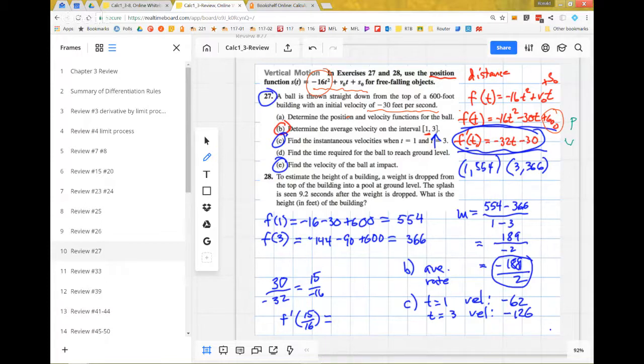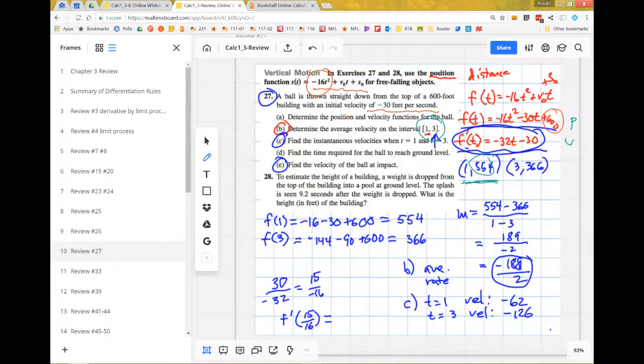It's basically just a slope. You need to get two ordered pairs. Here's the interval we're supposed to do it over, 1 to 3. So what is the height of the ball at 1? Just go back to the equation. If you plug in a 1, -16 times 1 squared is -16. You can just plug it in and subtract, and then -30 times 1 plus 600, and you're going to get 554 feet. So here's our first ordered pair.